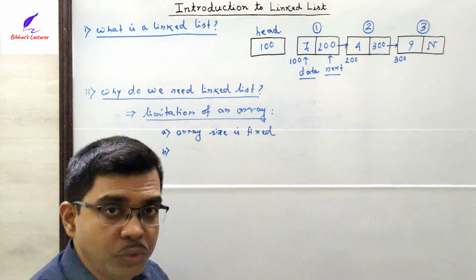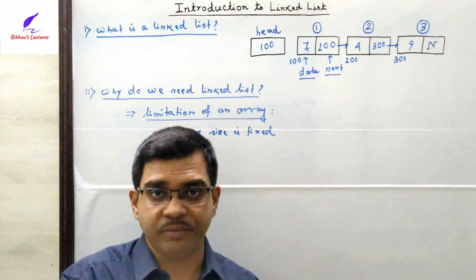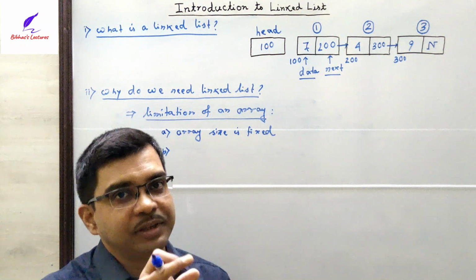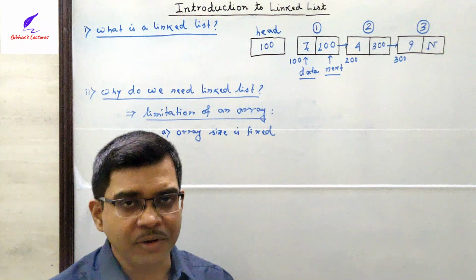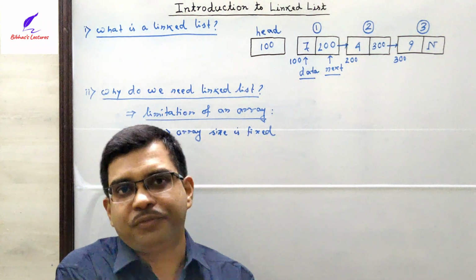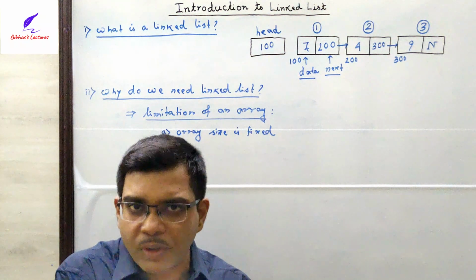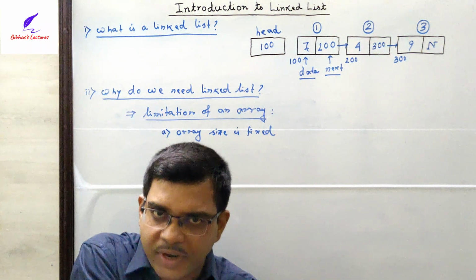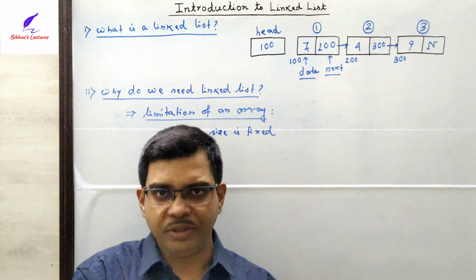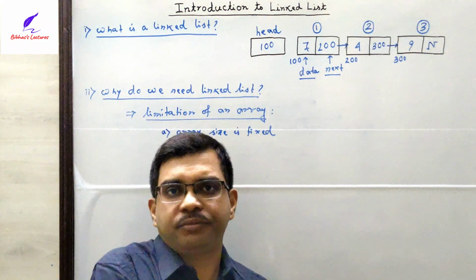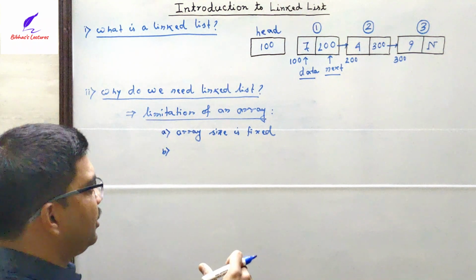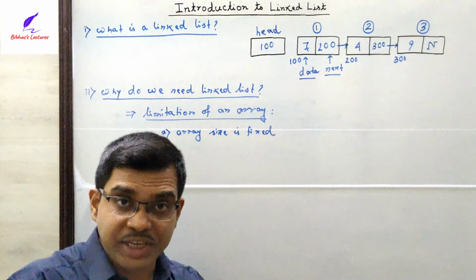Similarly, if you want to delete an element from index number 4, after deleting the element from index number 4, this space will become vacant. Then you have to shift all the elements starting from index number 5 till end one position left. So again lots of shiftings are required. So insertion and deletion operation in an array is expensive.